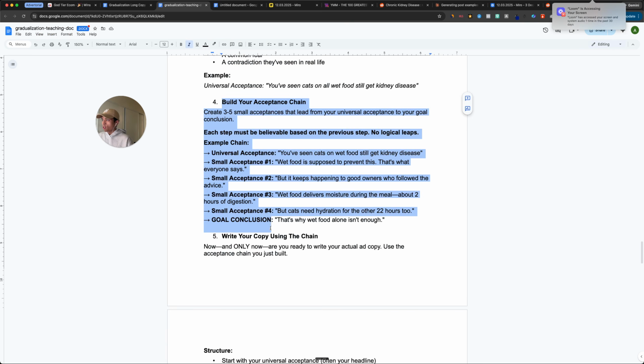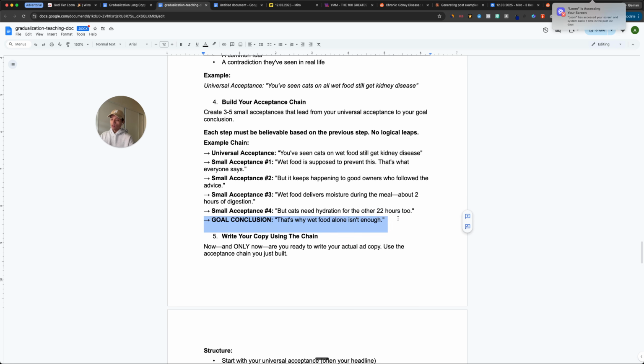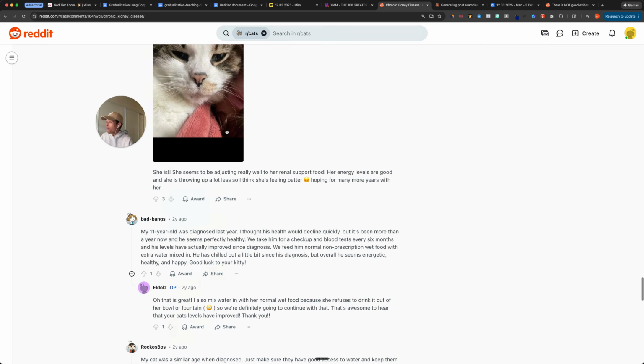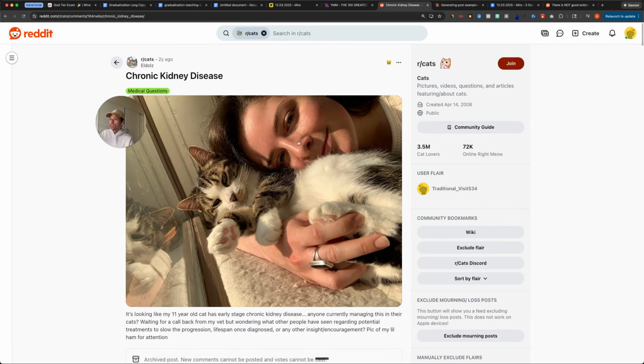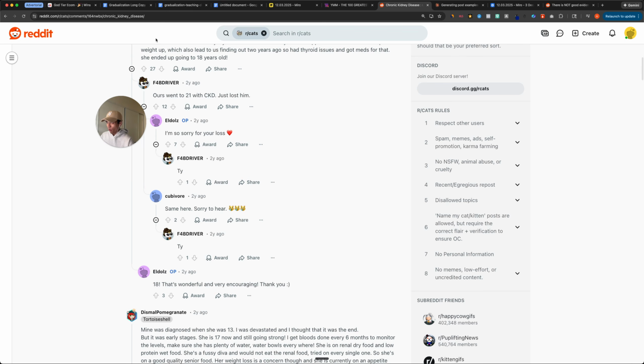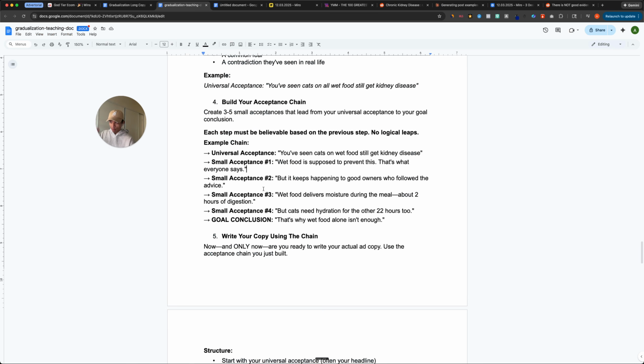Okay, so then we start to build out step 4, the acceptance chain, creating 3 to 4 small acceptances, and these are going to take place all throughout the copy. We start firstly with the universal acceptance, and then we build them, or gradualize them, up to our goal conclusion. So universal acceptance: you've seen cats on wet food still get kidney disease. Now, the next yes we're going to get from them is: wet food is supposed to prevent this. That's what everyone says. That is something that everybody would accept, because if you go literally on every forum, everybody says switch to wet food, switch to wet food, switch to wet food. So that's what everybody says. So we accept that. Yes.